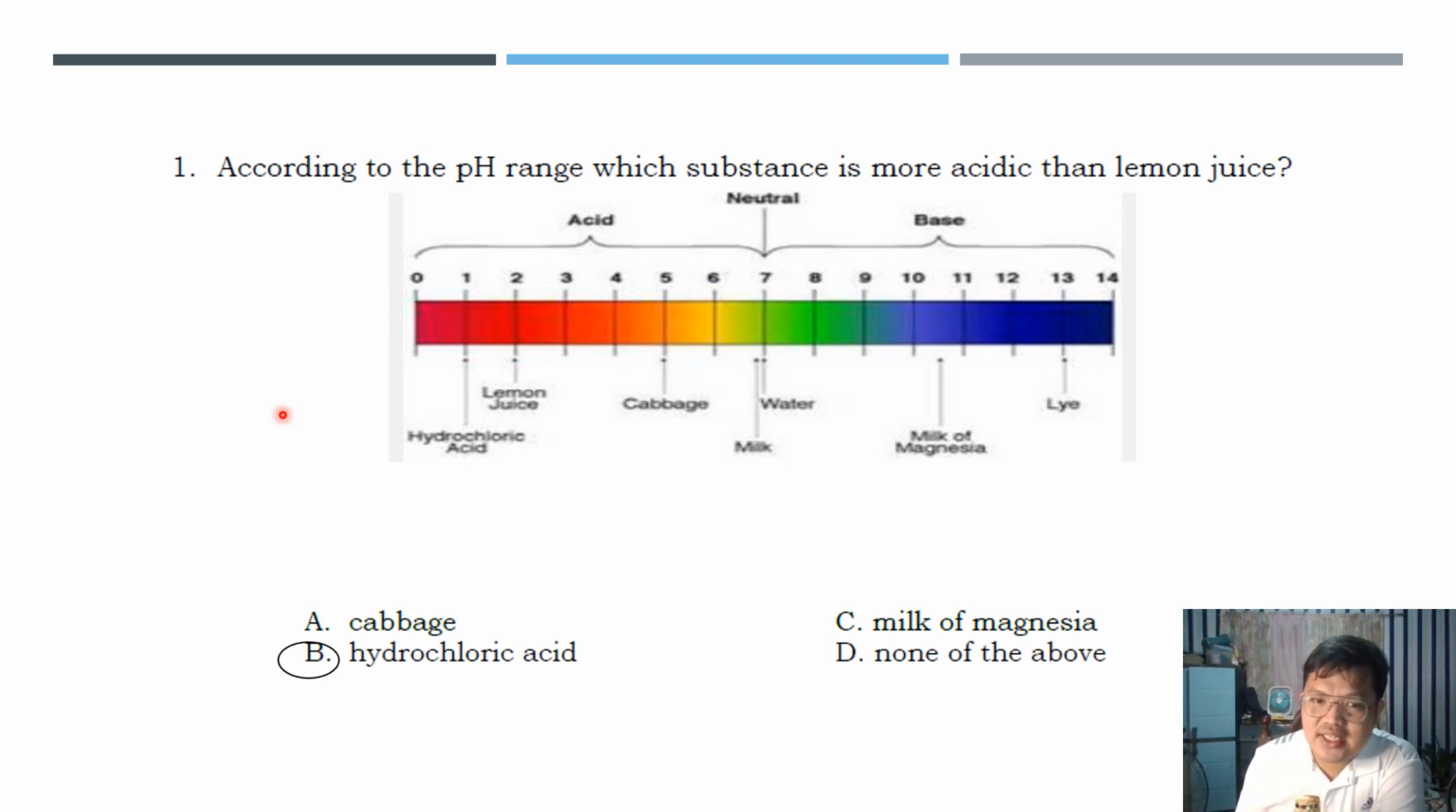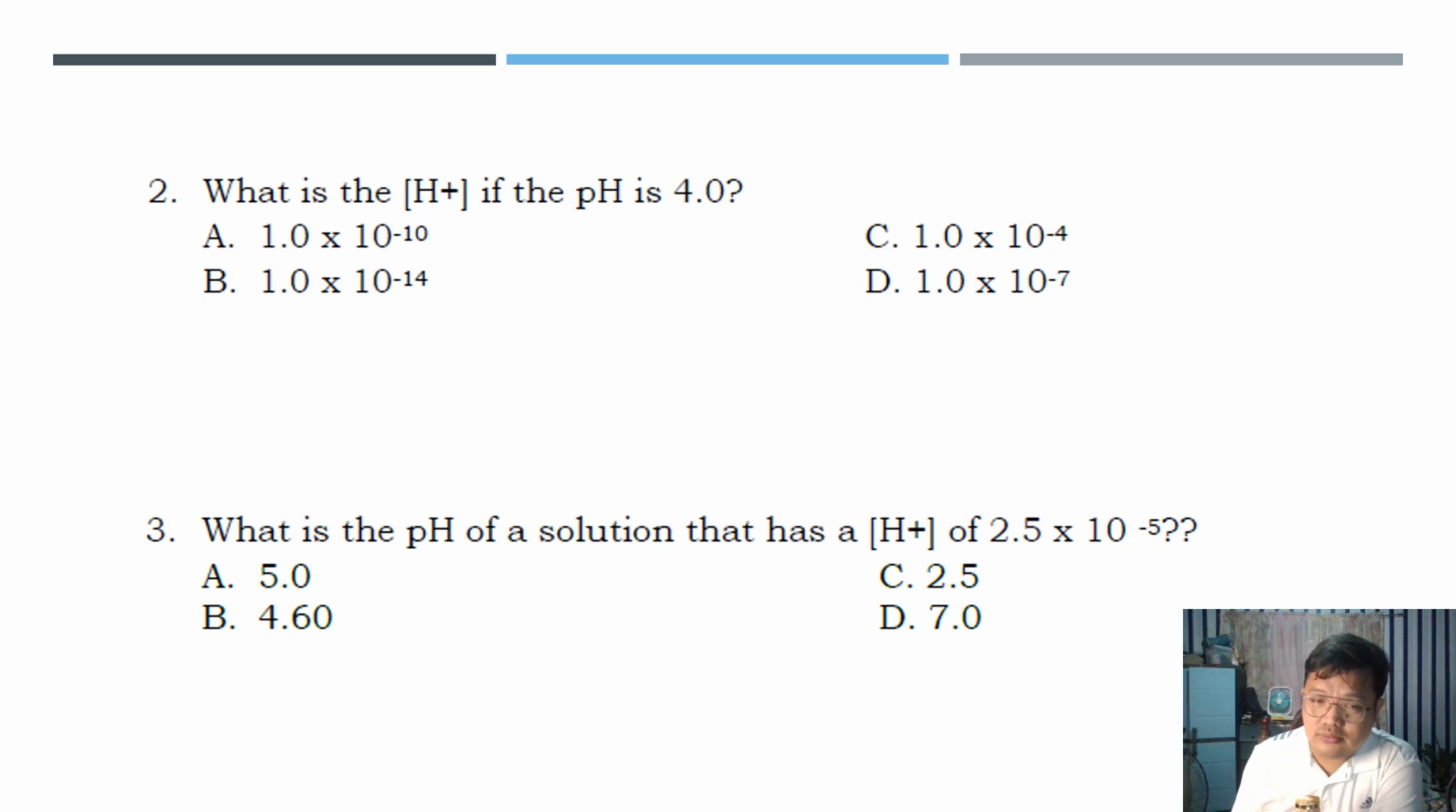The answer is letter B, hydrochloric acid. Hope you are able to get it correctly. Next question. What is the H plus if the pH is 4.0? If your answer is 1.0 times 10 raised to negative 4, your answer is correct. Let's have question number 3. What is the pH of a solution that has a H plus of 2.5 times 10 raised to negative 5? A, 5, B, 4.60, C, 2.5, D, 7.0.